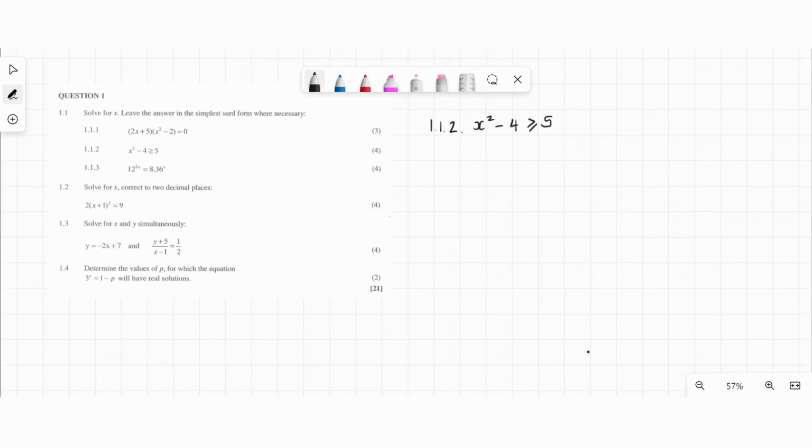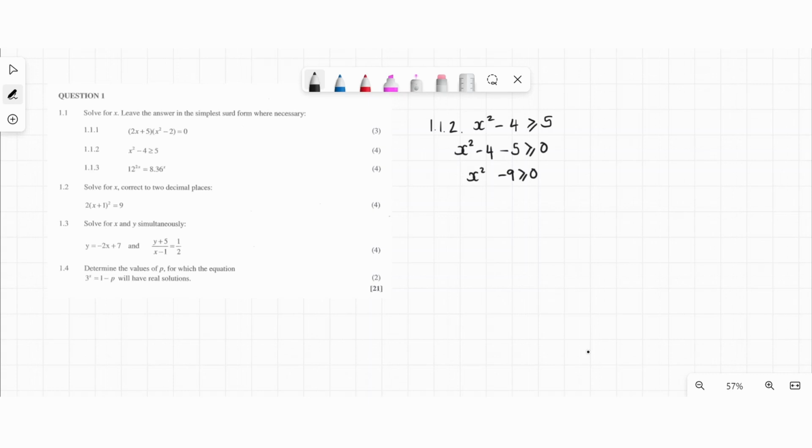Then now moving to the second question, which is 1.1.2. It gives you this question, which is x squared minus 4 is greater than or equal to 5. This is an inequality, so I'm going to take the 5 to the other side. What you're going to do is add the -4 and -5. What do we see? We see that we have a difference of 2 squares.